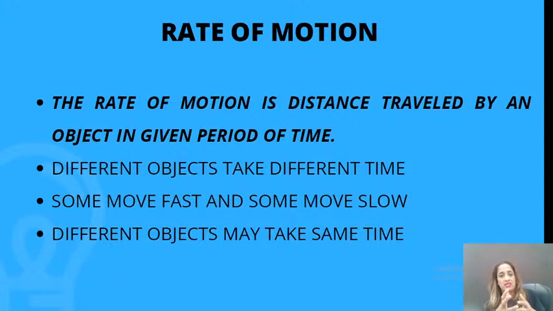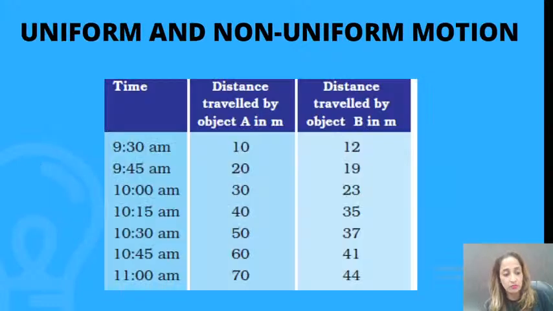Sometimes different objects take the same time to reach somewhere. So that is what we call rate of motion: in a given time, how much distance is covered by a given object. All right, that is rate of motion. Let's understand this. So let's say there are two objects.